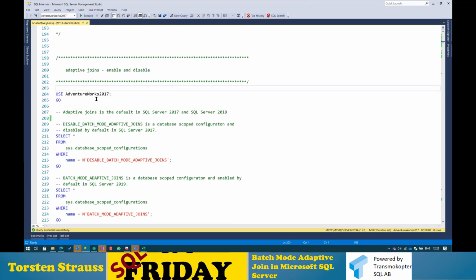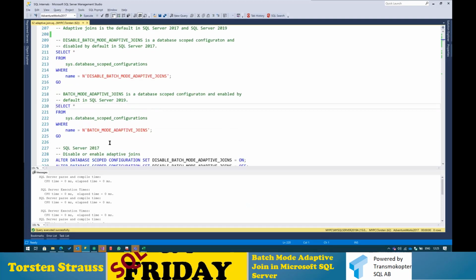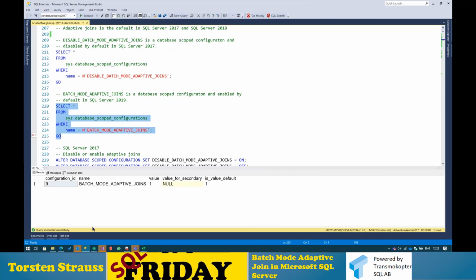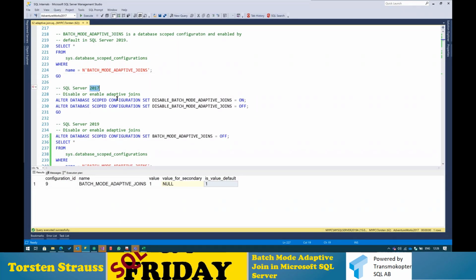Okay, now let's start very simple. So first of all, I use AdventureWorks 2017 because the adaptive join is a database scope configuration. And I will go down to the implementation in 2019 because I'm running on 2019. And we can see that by default value, the batch mode adaptive join is enabled. Okay, this is something you need to know. So whenever there is a choice, SQL Server has at least the opportunity to select and enable the batch mode adaptive join for this specific execution plan. So in 2017, batch mode adaptive join was disabled by default.